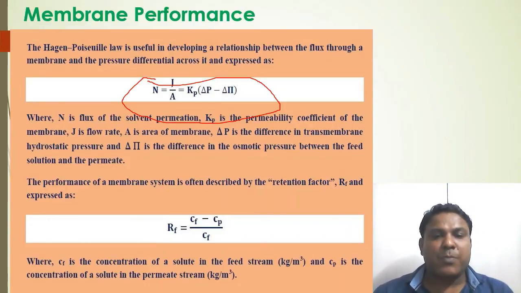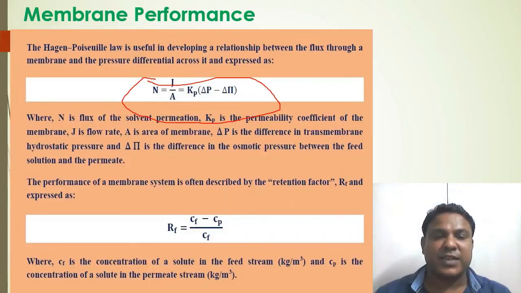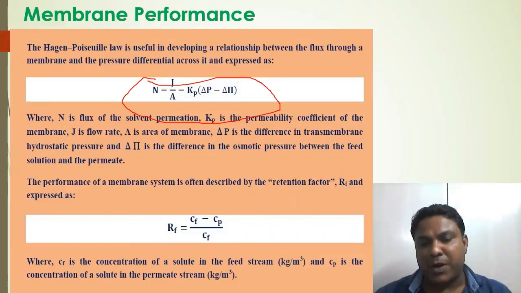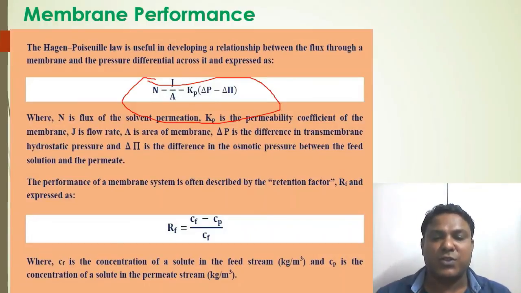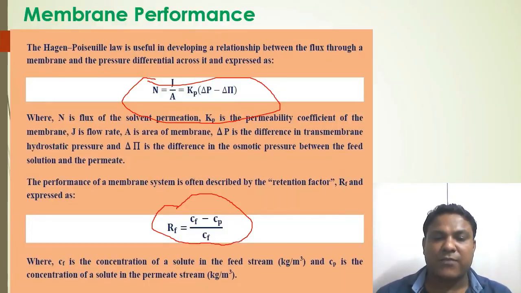The performance of a membrane system is often described by two factors. One is the retention factor, which is equal to the concentration of a solute in the feed stream minus the concentration of solute in the permeate stream, divided by the concentration of solute in the feed stream. So using this equation, Rf equals Cf minus Cp upon Cf, we can find the performance of the membrane system established as the retention factor.